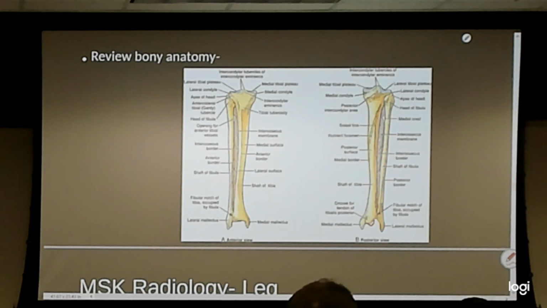So next block we will start talking about trimalleolar ankle fractures. And that's where that phrase comes from. Medial, lateral, and posterior malleoli.